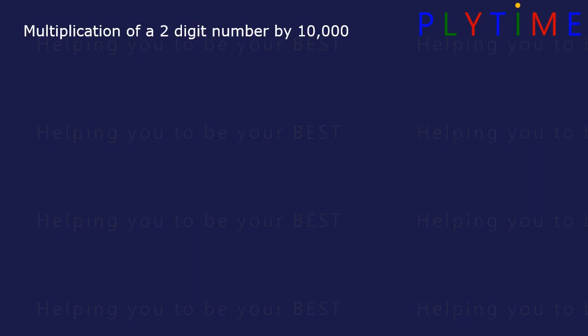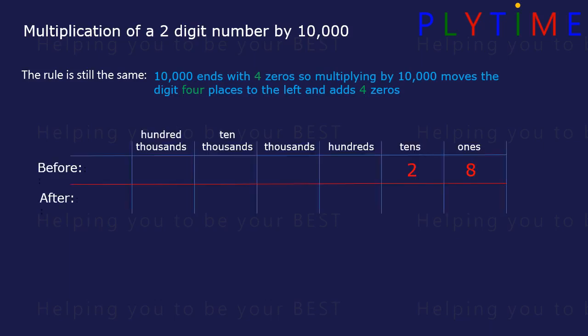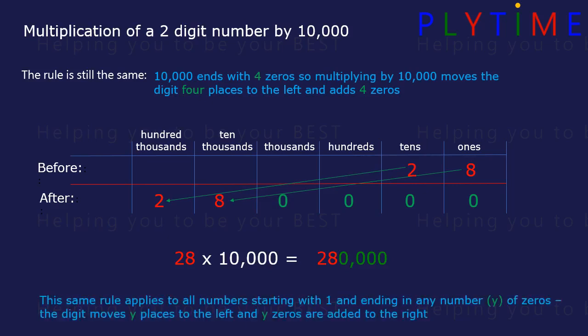What about multiplying a 2-digit number by 10,000? The rule is still the same. 10,000 ends with 4 zeros, so multiplying by 10,000 moves the digits 4 places to the left and adds 4 zeros. 28 multiplied by 10,000, move the digits 4 places to the left and add 4 zeros. 28 multiplied by 10,000 equals 280,000.